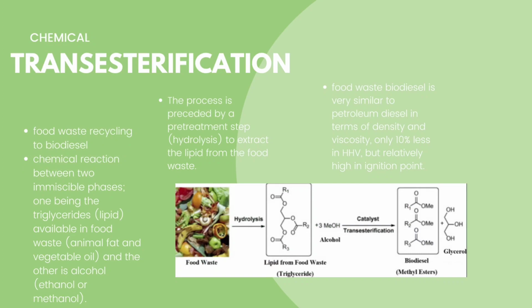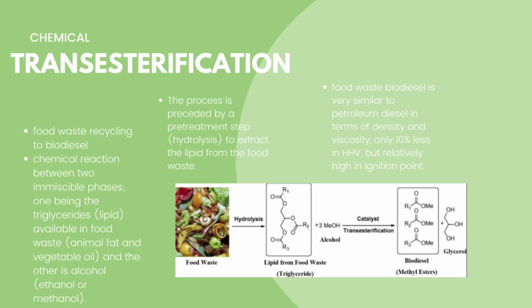Next is chemical solutions. The process is called transesterification, used in food waste recycling to biodiesel. It is a chemical reaction between two immiscible phases, one being the triglycerides, lipid available in food waste, animal fat, and also vegetable oil, and the other being alcohol, ethanol or methanol. The process is preceded by a pre-treatment step, hydrolysis, to extract the lipid from the food waste.